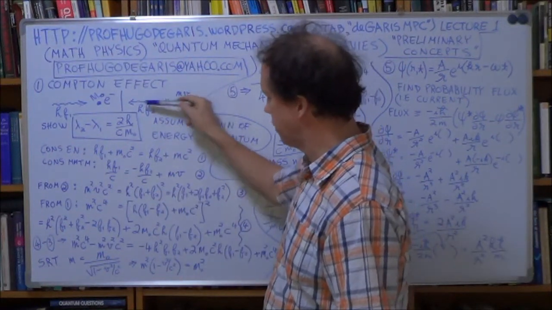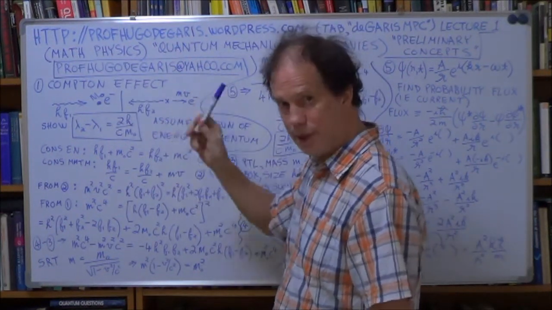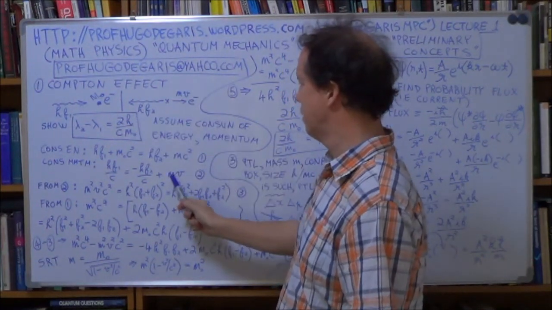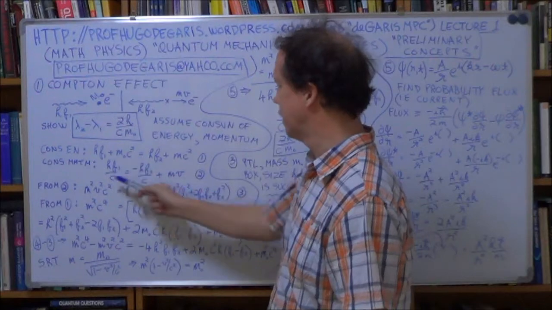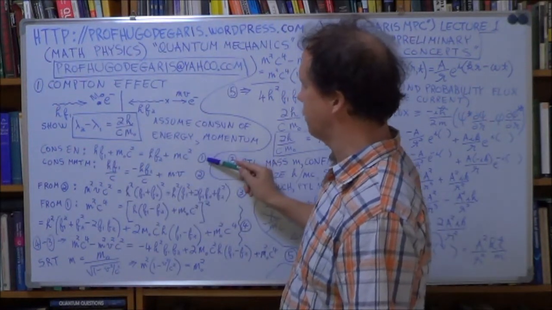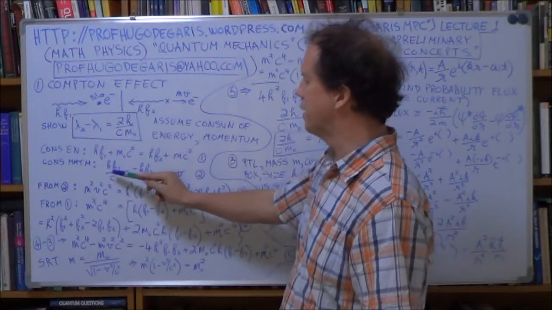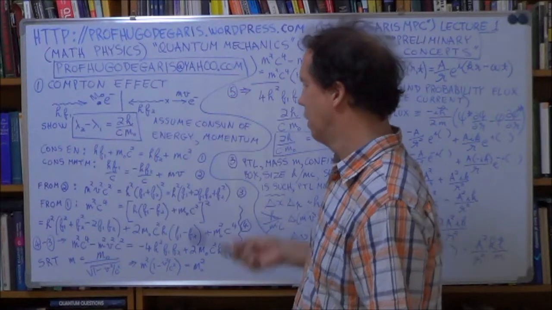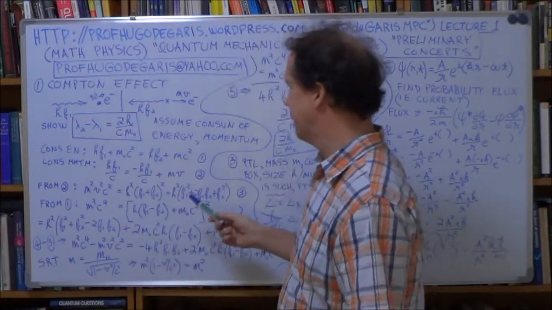So you've got the momentum of the photon heading that way, plus the momentum of the electron heading to the right. Okay, so mv. So here's a second equation. The conservation of energy equation, call that equation 1. The conservation of momentum equation, call that equation 2. Right, and we will use these.